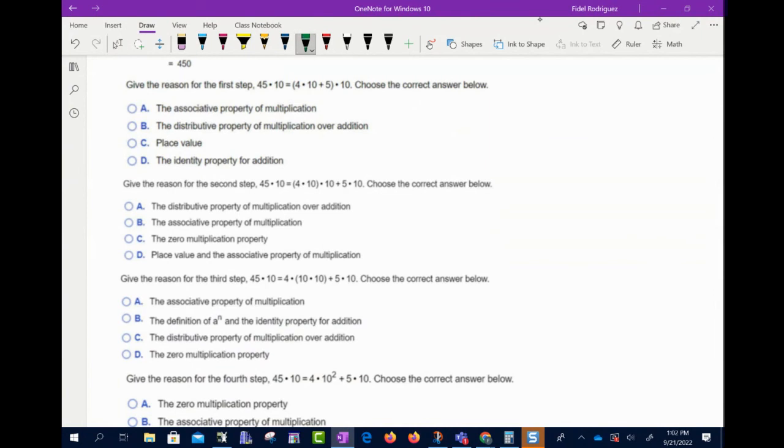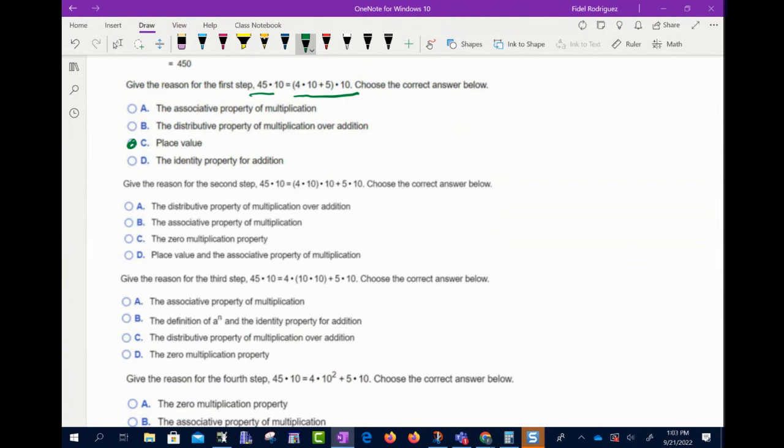So when I look at the first step, y'all, it says 45 times 10 equals 4 times 10 plus 5. Remember, 4 times 10. Why is it 4 times 10? Because that's how many tens we have. In 45, there's 4 tens and there's 5 ones. That right there, y'all, that's what we call our place value, right? So when we learned place values, back in school, 45 means that there's 4 tens and 5 ones.